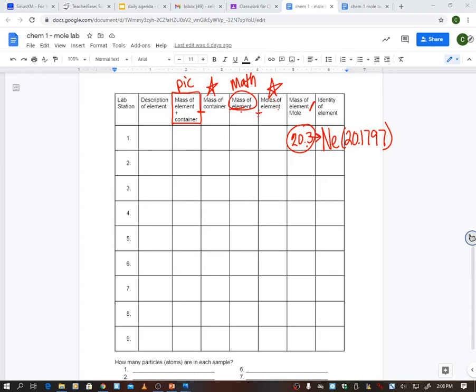So I look at the 20.3 and I look at my periodic table, and the closest thing to 20.3 is neon. Now, obviously, I don't have gas in a container here. We're not going to be able to weigh that. But that's what you're going to be doing.